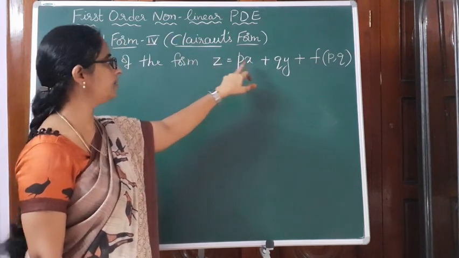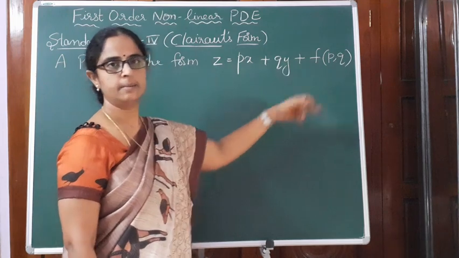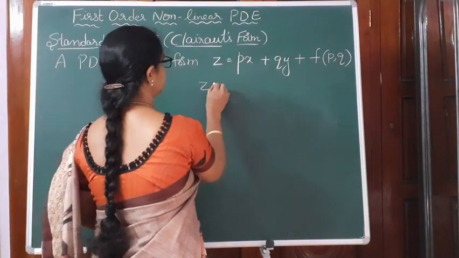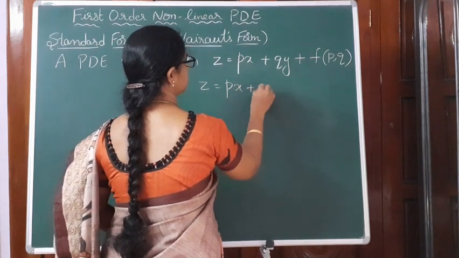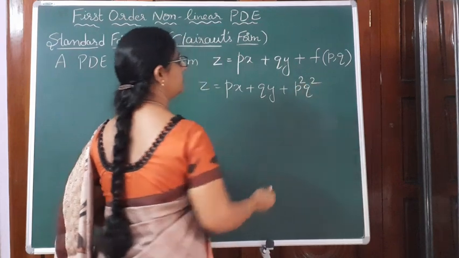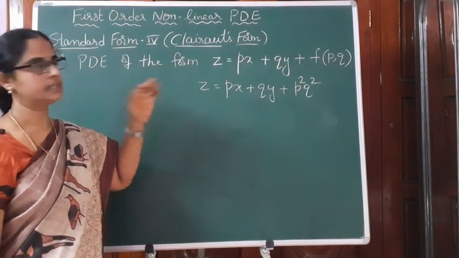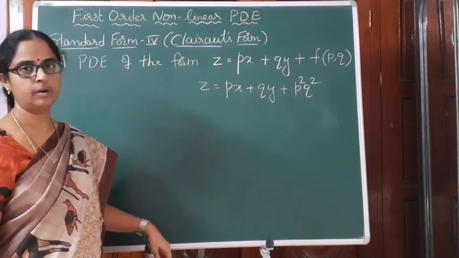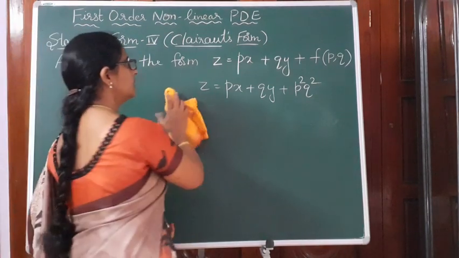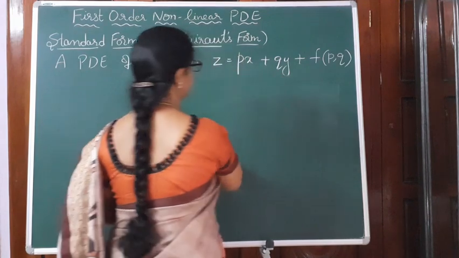See here it involves p, q, x, y and z, but it should be only in this form. z is equal to p into x plus q into y plus any function of p and q. For example, say z is equal to px plus qy plus p square q square or p square by q square. This is a Clairaut's equation, that is in standard form 4. Now let us see how we can find the solution of such partial differential equations.